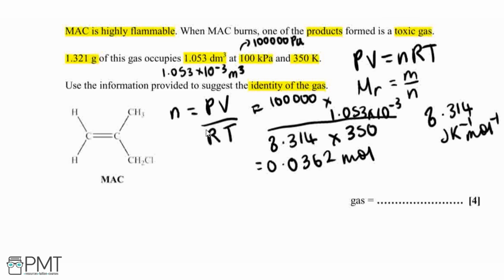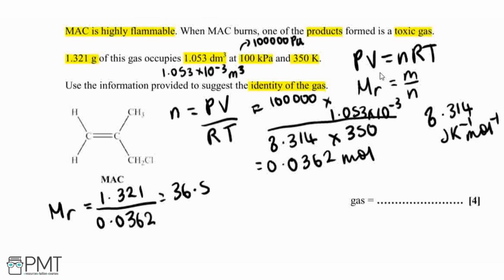So now our next step is to use our moles and our mass, which was given to us at the beginning, to work out the molecular mass of this toxic gas. So the molecular mass is going to be equal to 1.321 grams divided by 0.0362 moles overall. And this comes to a value of 36.5.